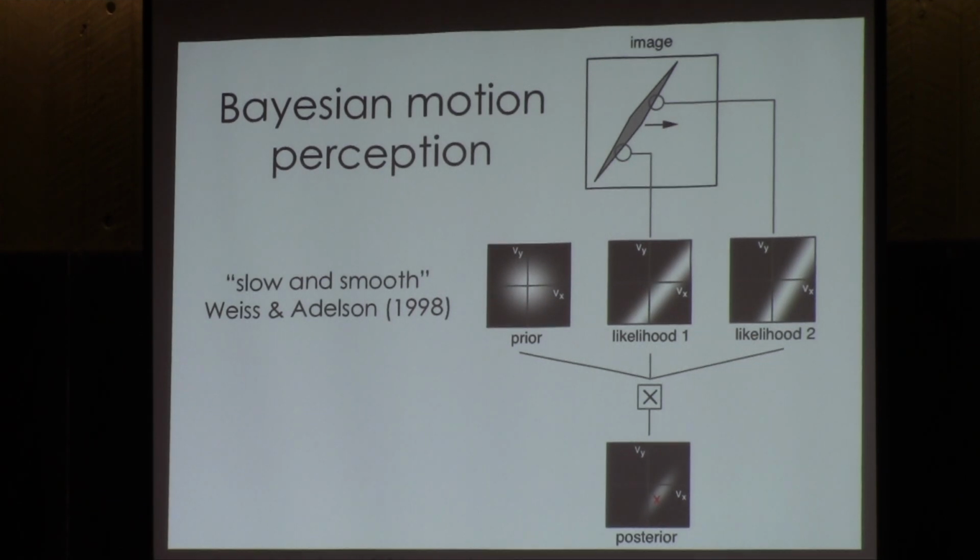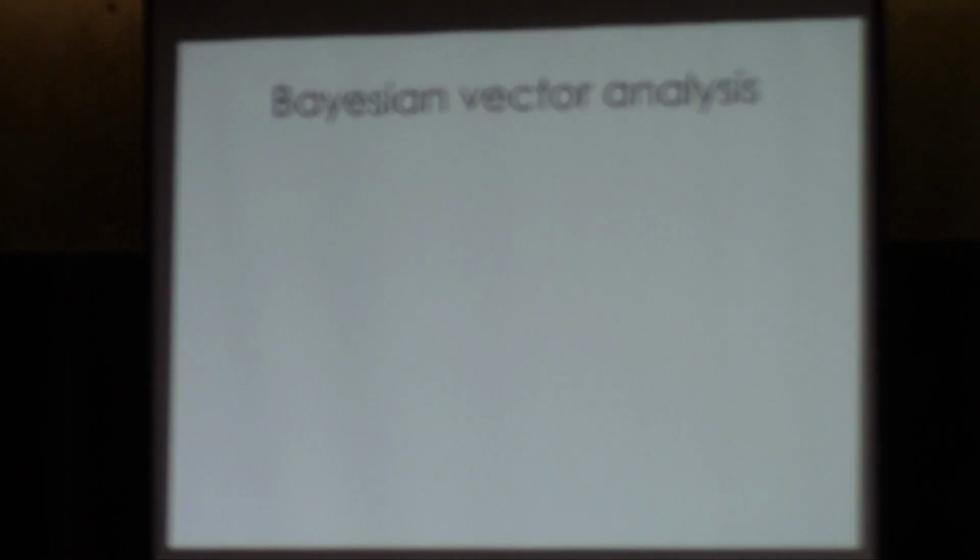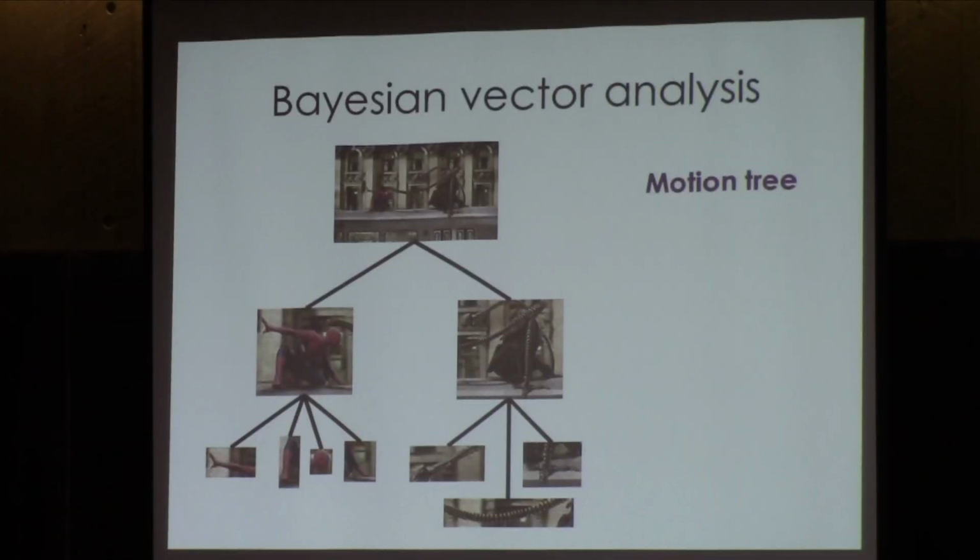So what we tried to do was build upon important work in Bayesian models of motion perception, in particular this work by Yair Weiss and Ted Adelson on what they call the slow and smooth model. The essential idea is very simple. You have some prior over motions that is slow and smooth, that motions are slow and also spatially smooth. And then you combine that with the measured motion energy in a particular location in an image, and then by Bayes' rule you get a posterior.